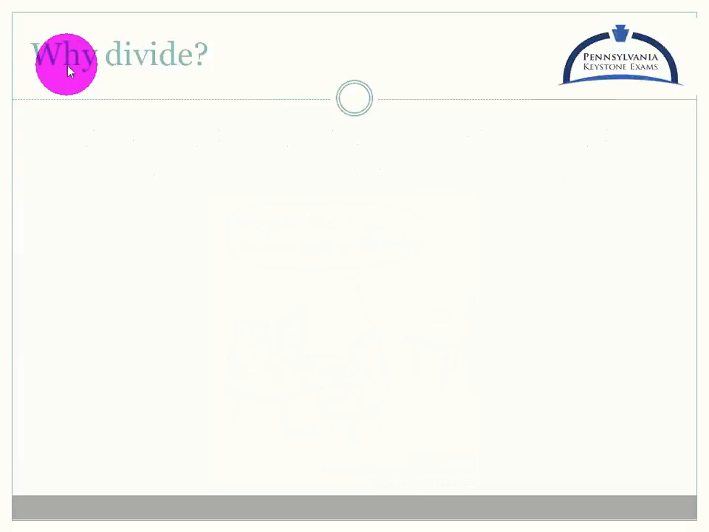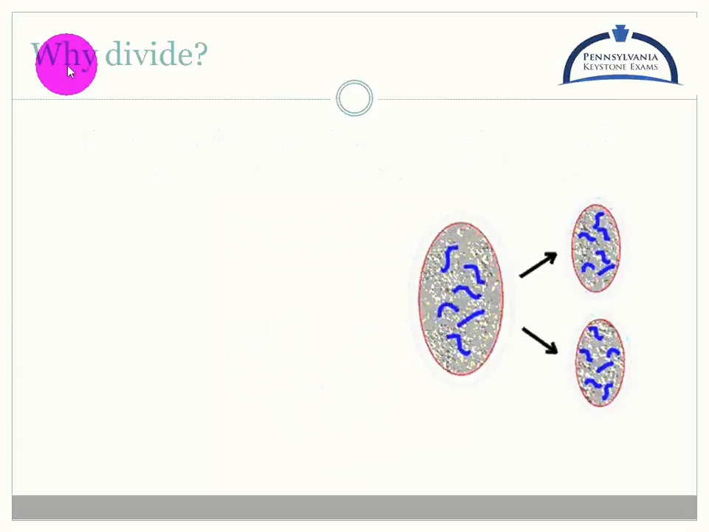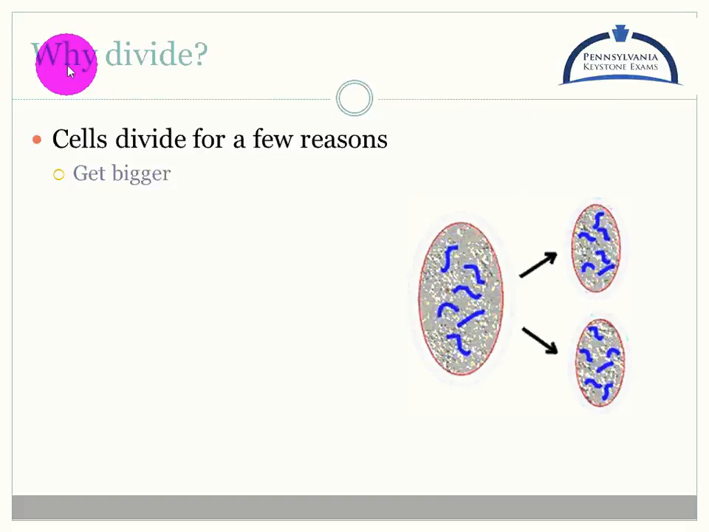To start off with, let's talk about why cells divide in the first place. Why go from one cell to two cells? There are really three main reasons. Cells need to simply get bigger, and organisms need to get bigger. You have millions and millions of cells in your body, but you started off as one teeny tiny cell. So by simply dividing, you have gotten bigger.